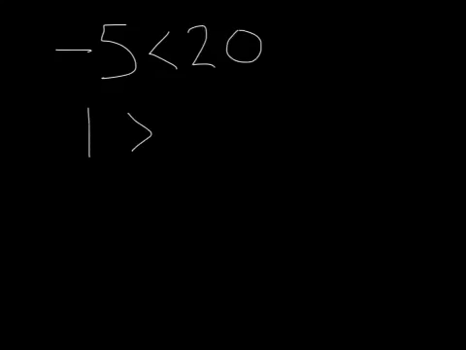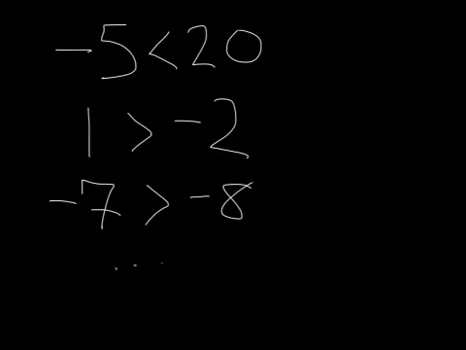We could do some more. We could say negative 5 is less than 20. We can say 1 is greater than negative 2. We can say negative 7 is greater than negative 8. And we can keep going and going and going. Just remember, the small end is always facing towards the small number. The big end, the big alligator mouth, wants to eat the big number. It's facing towards the big number.